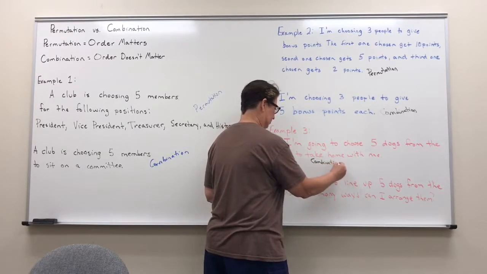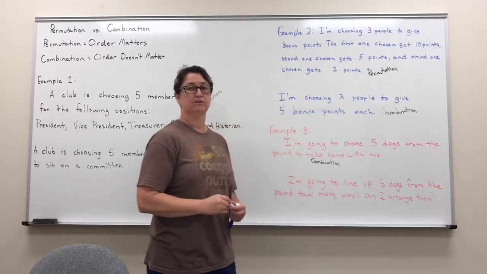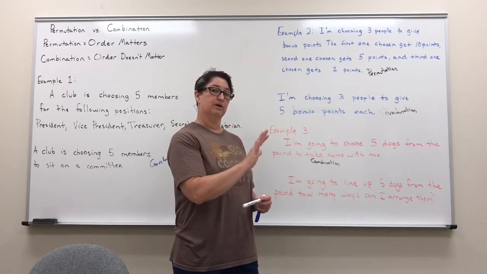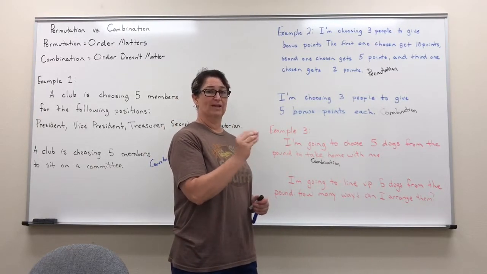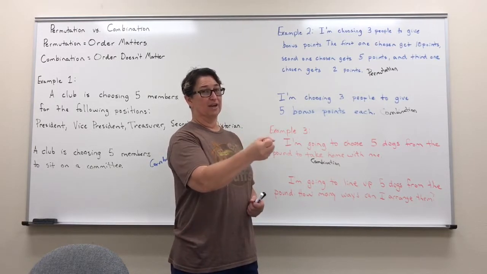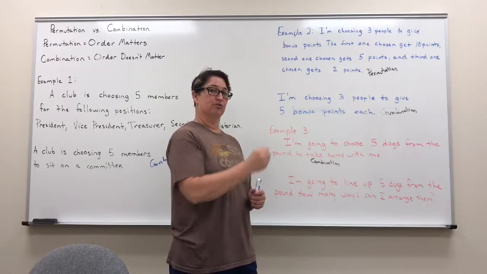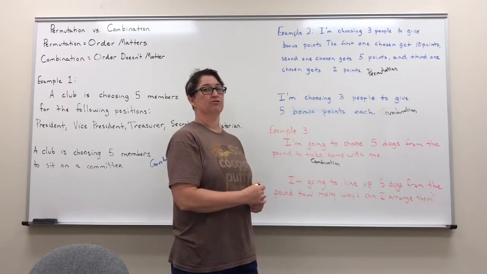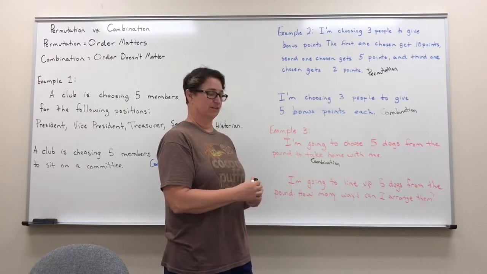In our last example, I'm going to choose 5 dogs, but I'm going to line them up. And I want to know how many different ways I can arrange them in line. Well, spotted dog at the front is different than spotted dog at the back. And so therefore order matters, and that's a permutation.